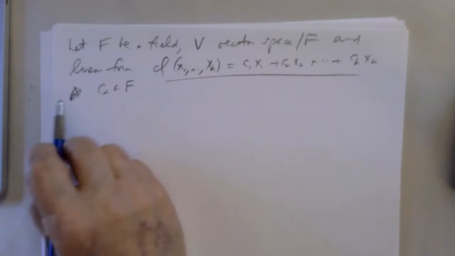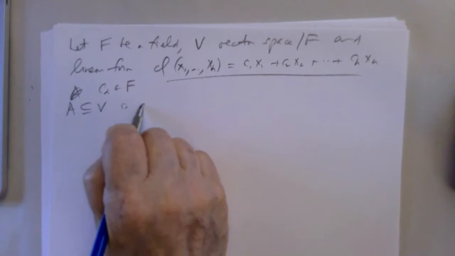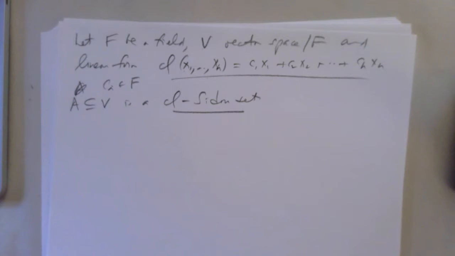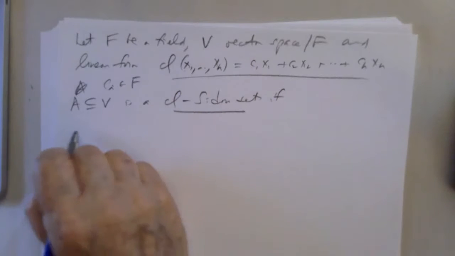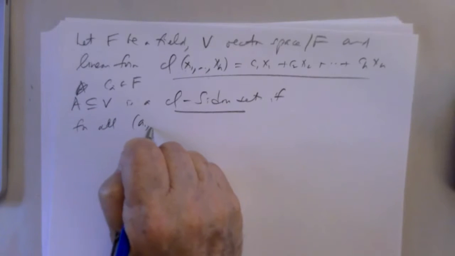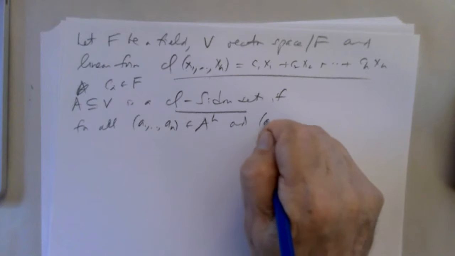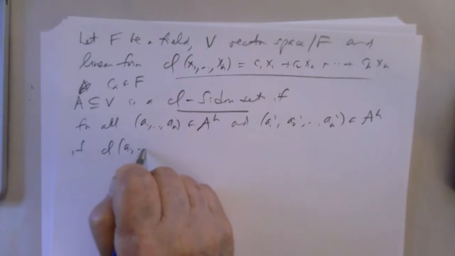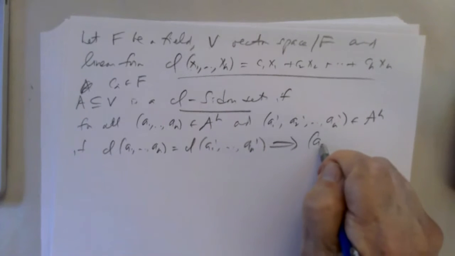So we can say that a set A contained in V is a phi-Sidon set, that is a Sidon set with respect to this linear form, if for all h-tuples a1 up to a_h in A^h, and a1 prime, a2 prime, up to a_h prime in A^h, if phi of a1 up to a_h equals phi of a1 prime up to a_h prime, then these h-tuples are the same.